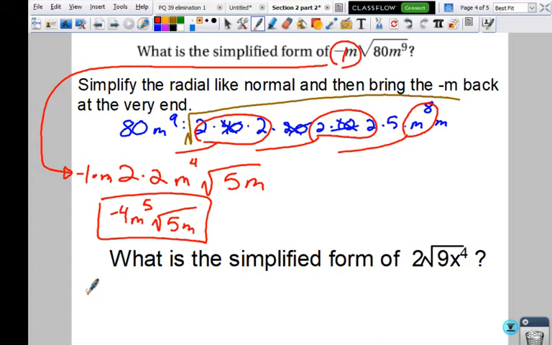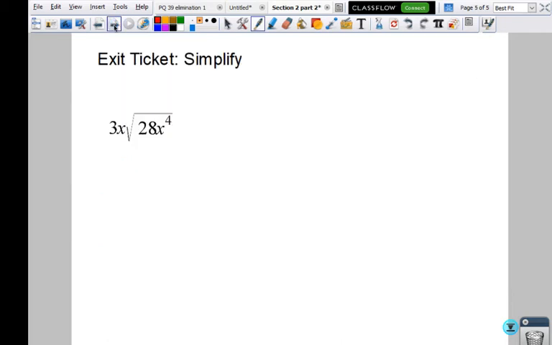I don't like it. What's wrong? It's not that bad. You guys want to do another one together, or do you want to do the exit ticket? Exit ticket. Alright. Do your exit ticket. Don't forget, you're going to have to bring the 3 and the x back at the very end.